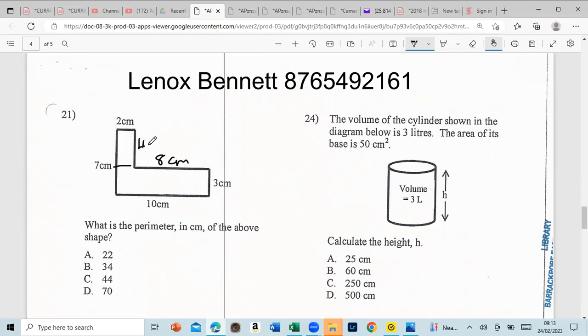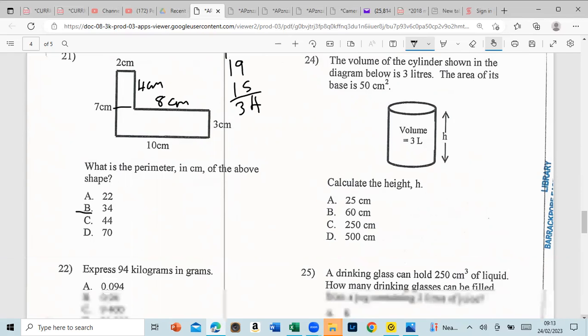A 4. Alright, so let's find the perimeter now. 10 plus 7 is 17, plus 2 is 19, plus 4 and 8 is 12, and 3 is 15. So that's 34. So the perimeter is 34, and it means the total distance around. Something wrong with the paper though, guys.